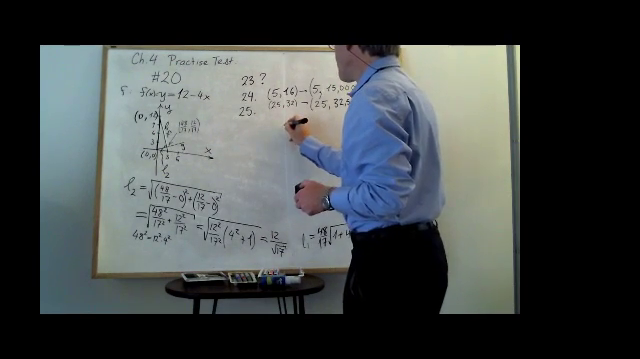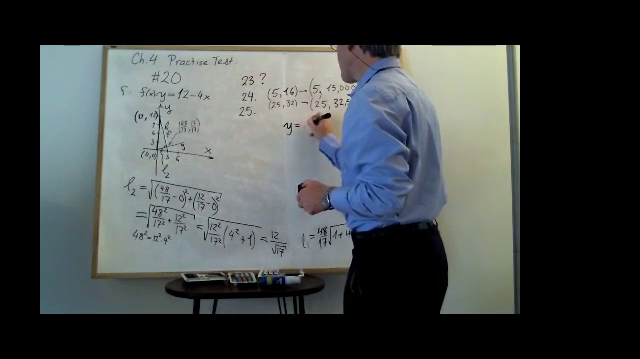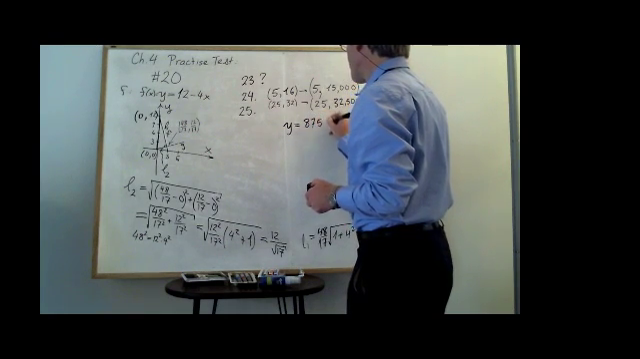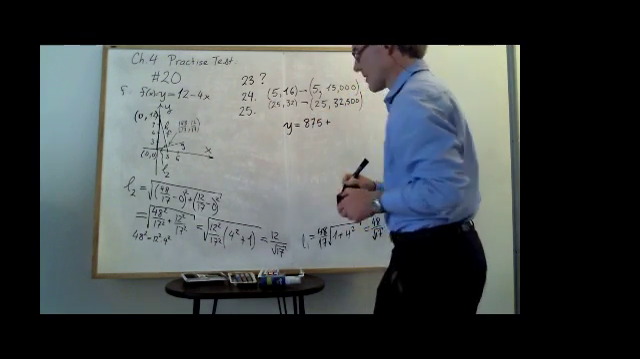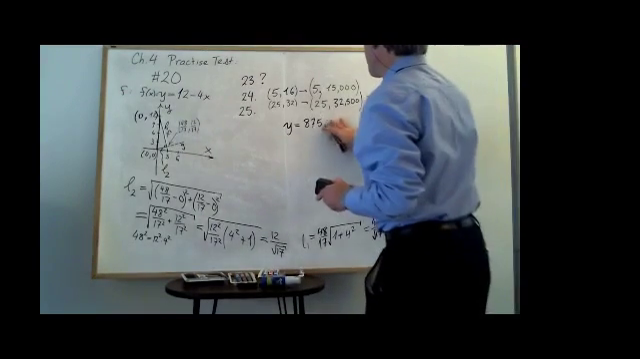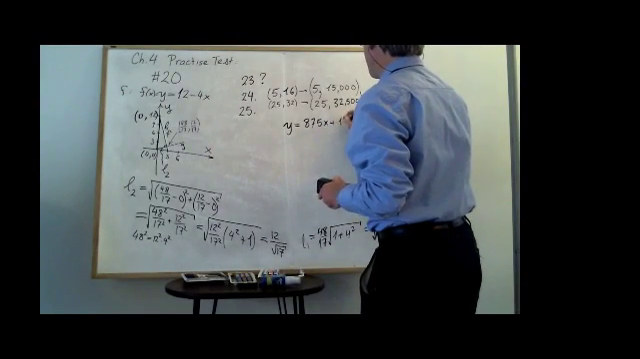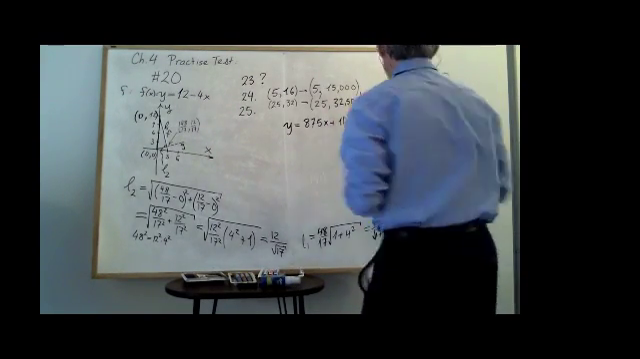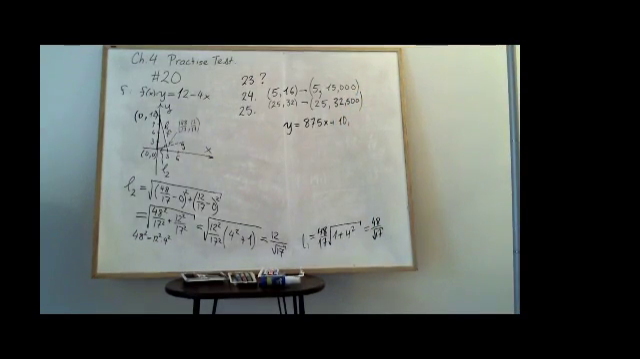Okay, so in the end, it looks like they got 875x plus 10,625. Yeah.